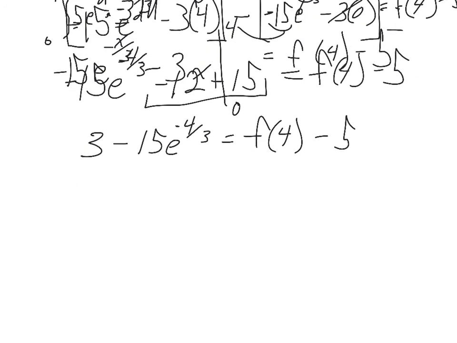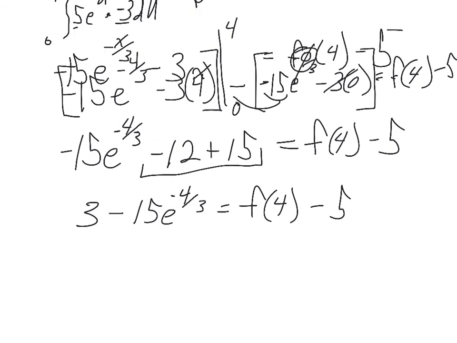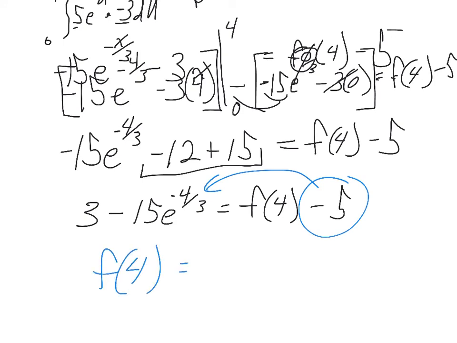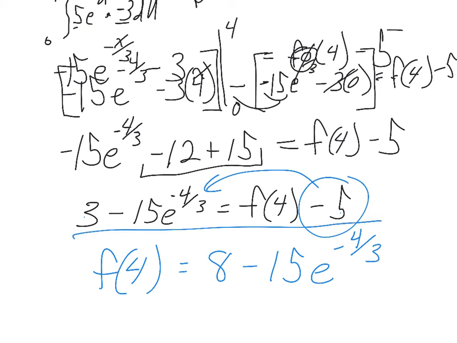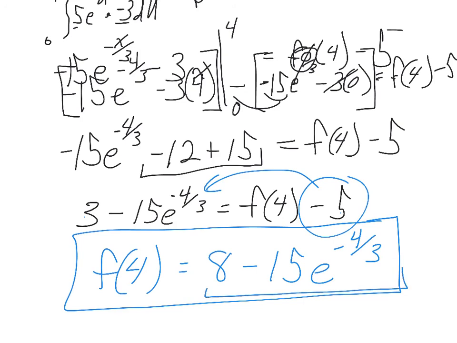So if I do one last step here, let's bring my negative 5 over to the other side. We get f of 4 is going to be 3 plus 5, so that is 8 minus 15e to the negative 4/3. And this one was non-calculator, so we'd stop right there. We wouldn't have to go any further. If it was calculator, then we'd do this part. This would have all shown up in our calculator, and we would have listed this to 3 decimal places. But that's question number 6 from 2009, our non-calculator section.